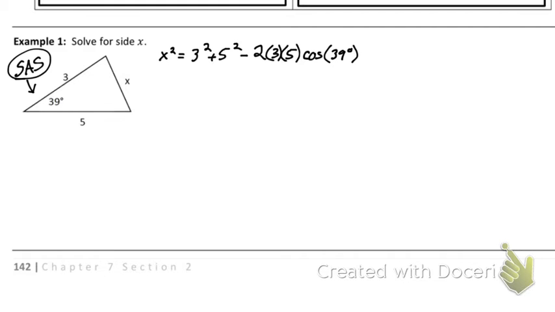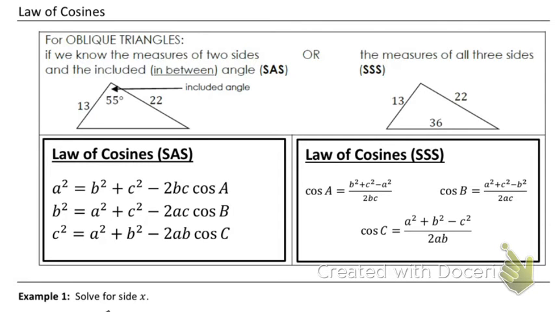Does it matter which one you use, out of the 3 formulas? No, they're all the same thing, because A and B and C are kind of arbitrary. All these are really saying is a squared equals the other side squared plus that third side squared minus 2 times the 2 other sides times the cosine of the angle opposite A. That's all they're saying. These are all the exact same formula.